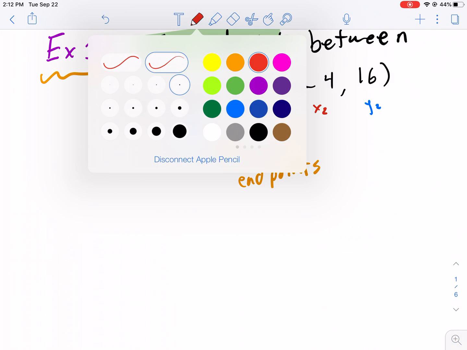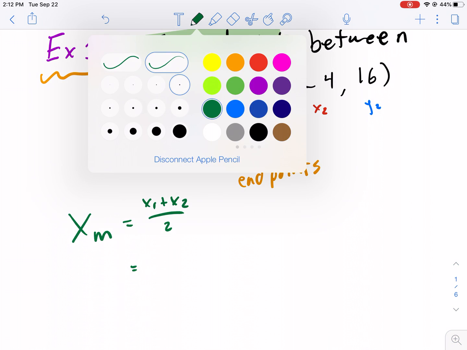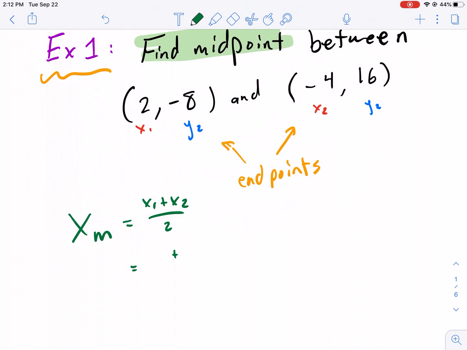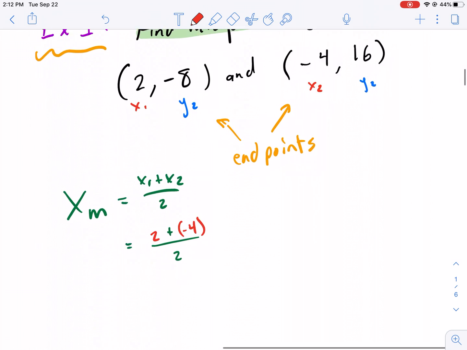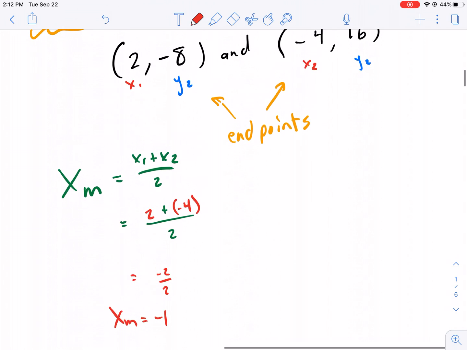So over here, we'll write xm, and we know xm is equal to x1 plus x2 divided by 2. I like to do one at a time. So I know I'm going to do 2, that's my x1, plus -4, I put that in parentheses like that, and that's going to be my xm, okay? Equals 2 plus -4 is -2 divided by 2. That gives me -1. Now I have my xm. I'm halfway there. Let's go on to my ym.